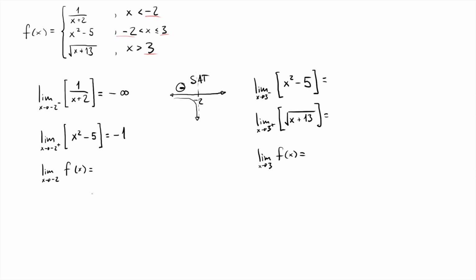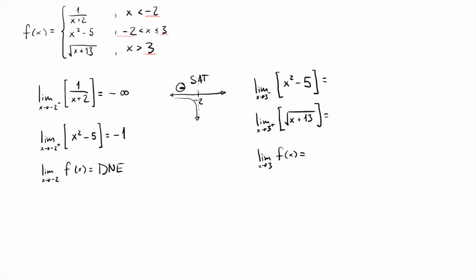And now we can answer the general question. Well, what does the general limit as x approaches -2 equal? In this case, since the limit from the left and the limit from the right are not equal, the limit of the general function does not exist. The limit from the left exists, it's going to negative infinity. The limit from the right exists, it's going to -1.